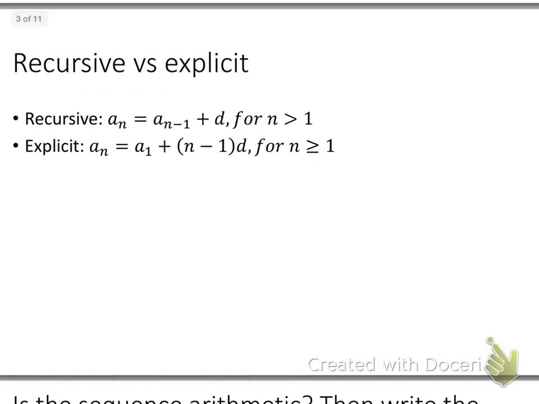Okay, so we have our recursive formula, so that's when we care about the term before it. And then explicit, whenever we have our n here, we just plug it in and solve it. D in this situation is going to stand for distance, so the distance from one term to the next, what's being done.